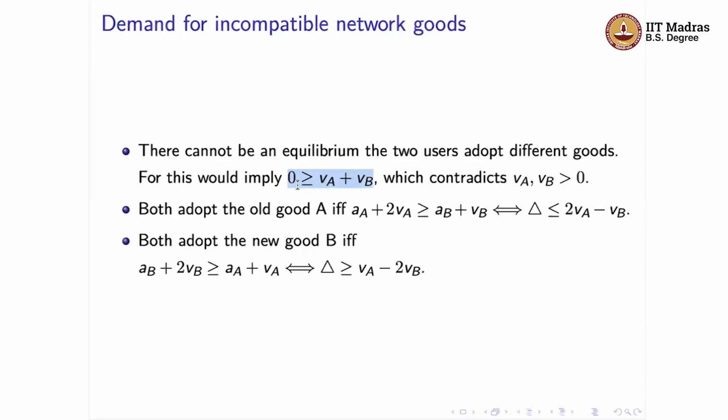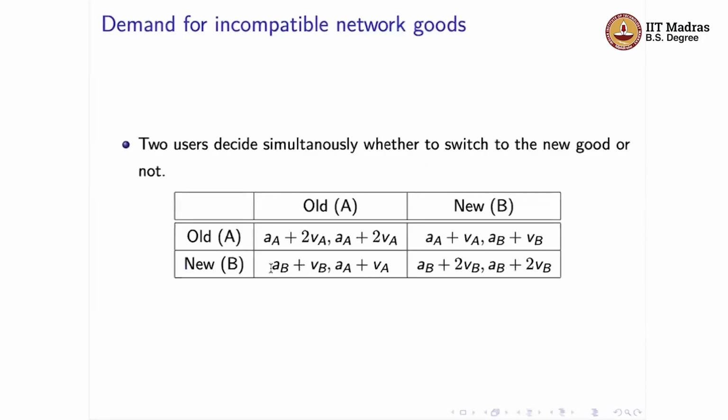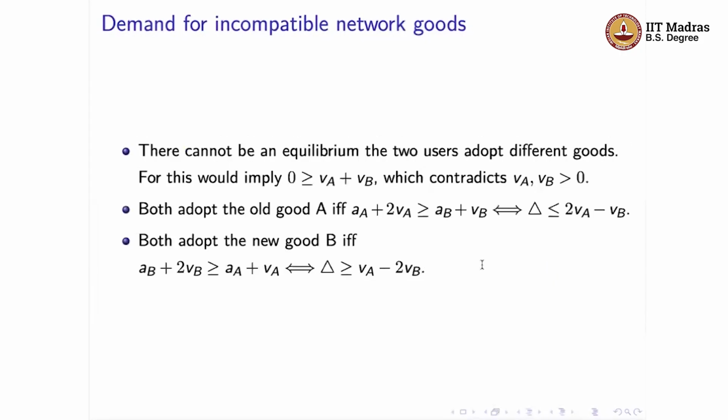How, again, did we get these two equations? We got them from these two conditions: AB plus VB has to be greater than AA plus 2VA. That's one equation. And the second equation is AA plus VA has to be greater than AB plus 2VB, right? These are the two non-deviation equations, coming from the fact that in Nash equilibrium, you cannot deviate unilaterally and be strictly better off. Once you get those two equations, add them up, and you end up getting this.